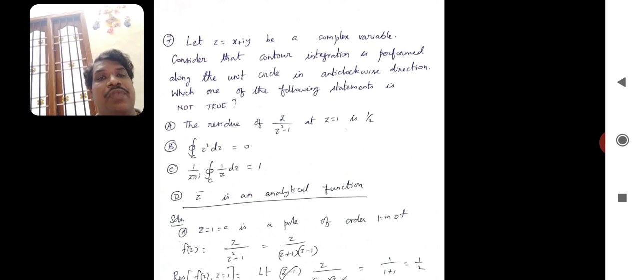Coming to the seventh question, let z equals x plus iy be a complex variable. Consider that contour integration is performed along the unit circle in the anti-clockwise direction. So we are considering anti-clockwise direction as the positive direction. Which one of the following statements is not true? Option A, the residue of z by z square minus 1 at z equals 1 is 1 by 2. Option B, integration over C of z square dz is 0. Option C, 1 by 2 pi i integration over C of 1 by z dz is 1. Option D, z bar is an analytic function.